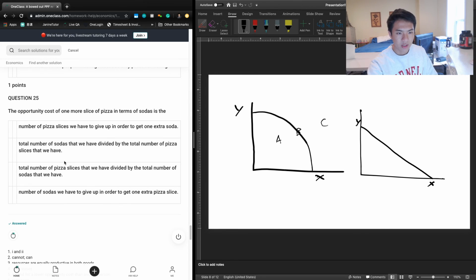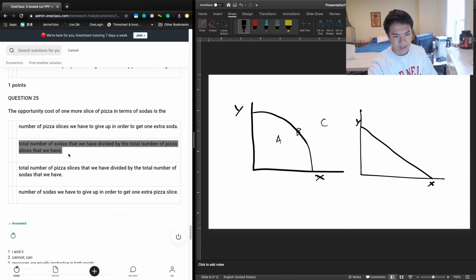And finally, the opportunity cost of one more slice of pizza in terms of soda. I'm assuming this is a two-good model, we assume there's only two of these goods. So number of pizza slices we have to give up in order to get one extra soda. And so I think that flips the relationship, right? It says we want one more slice of pizza. How much soda do we give up? Not how much pizza we give up. And so it's not going to be that correct answer.